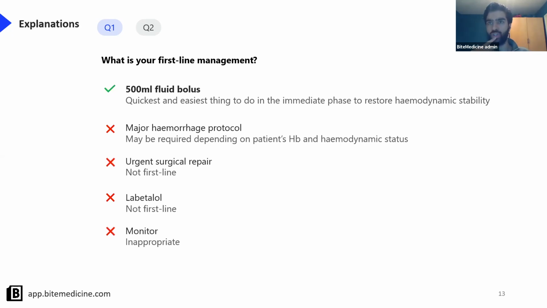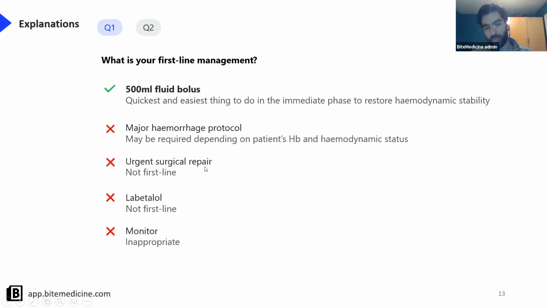Someone's asked, would you not do fluids and activate major hemorrhage at the same time? You might do, but the point is the first thing that's going to go into the patient will be the fluids. Secondly, you don't necessarily have to activate major hemorrhage protocol just because the patient has an aortic dissection. You might still have time to cross-match blood, figure out what their group is, and get them the appropriate type of blood. It depends on what their hemoglobin is. It depends on what their blood pressure does over time.